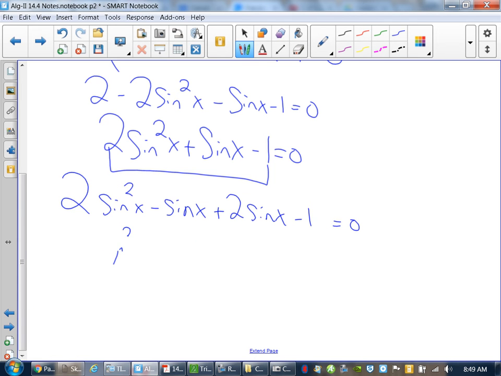So now I just factor via grouping, which I know we all know how to do. What do these two guys have in common? They have a sine. So we factor out the sine. We move this up.